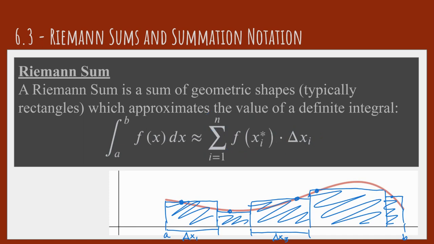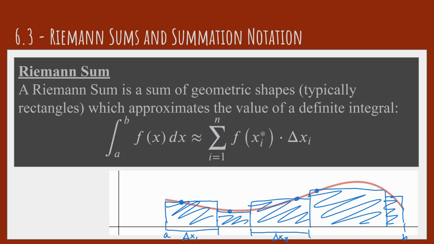So in the most general sense, it doesn't really matter how many rectangles we use. It doesn't matter where along each subinterval we choose to use the height of the function. It doesn't matter if the widths of the subintervals are the same. All of these cases are still going to be called a Riemann sum.